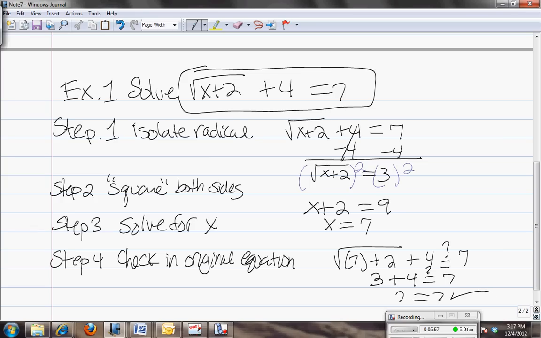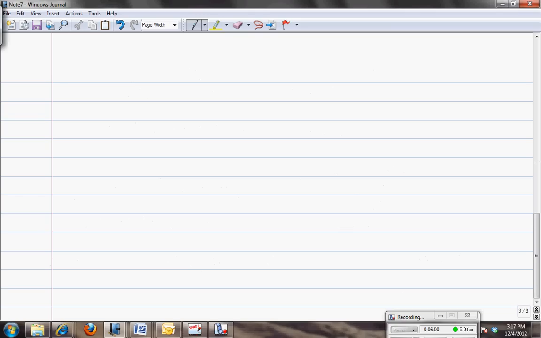Check. Make sure you always check it. It's not always going to work. I'm not saying the way we did it is not always going to work. The solution may be extraneous.